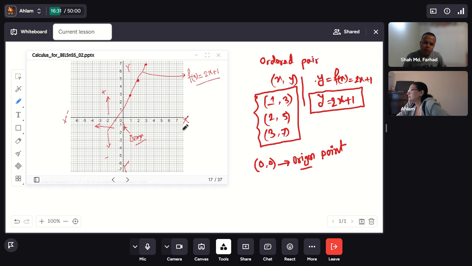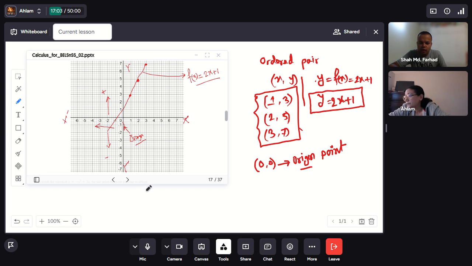So basically, what is the process to draw the graph of a function? The process is, if we know f of x, we can find the y. Then we have to put the values of x and y on the graph and then join the points.